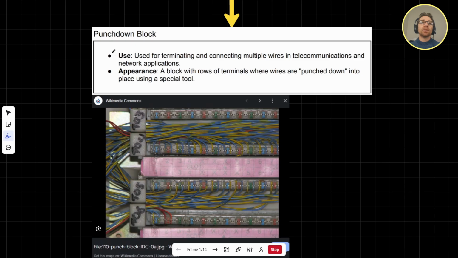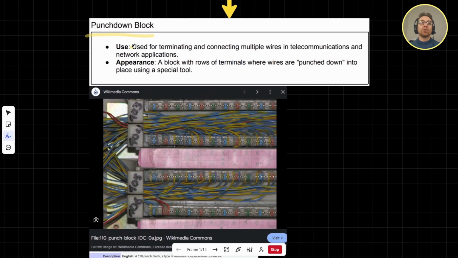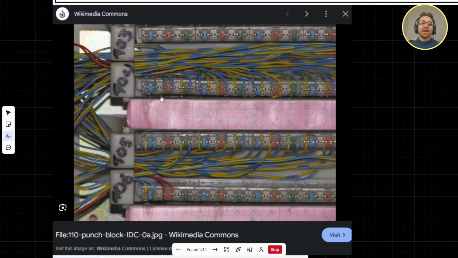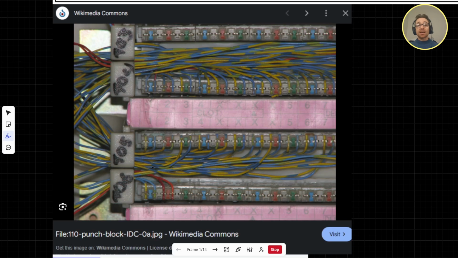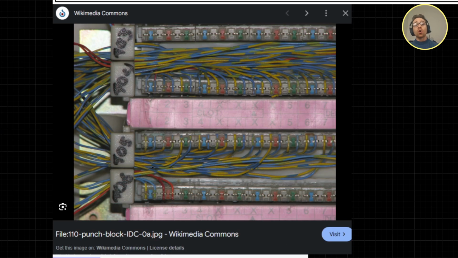The next one is the punch down block. So guys, punch down block is essentially used for terminating and connecting multiple wires in telecommunications and network applications. It's a block, and you would have a bunch of different Ethernet cables terminated on this punch down block. You would use a punch down tool. We talked about that previously in the tools section, the networking tools. A punch down tool to punch that cable in and terminate it on a punch down block.